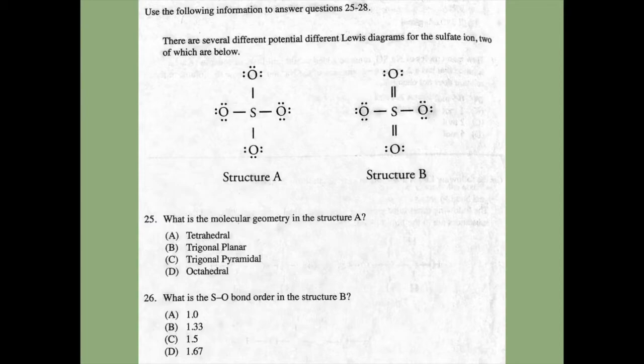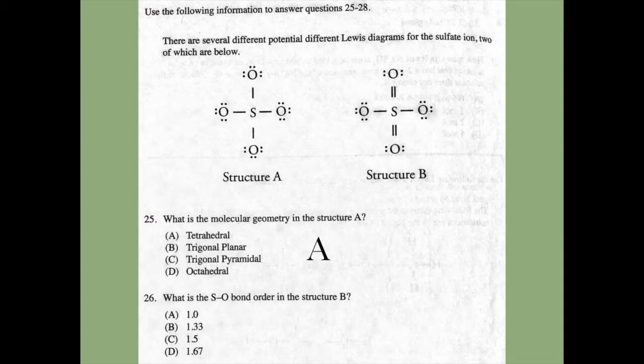For 25, it gives us 2 different structures for sulfate. It says, what is the molecular geometry and structure? A, well, you've got 4 bonding domains, no non-bonding domains, so this would be tetrahedral. What is the SO bond order in structure B?